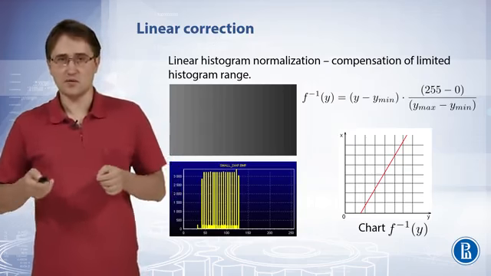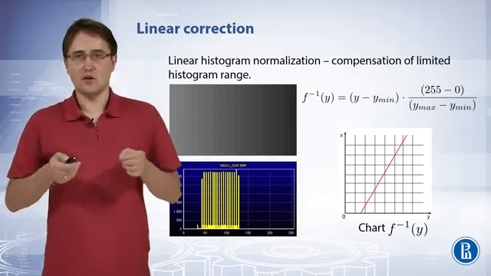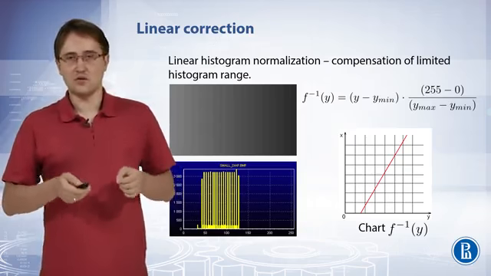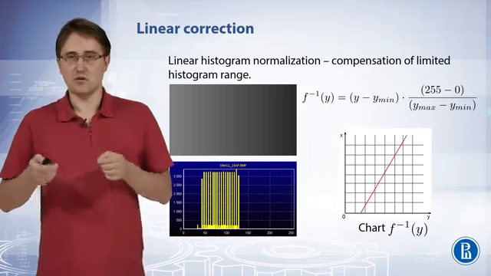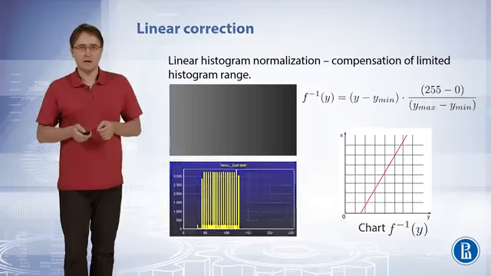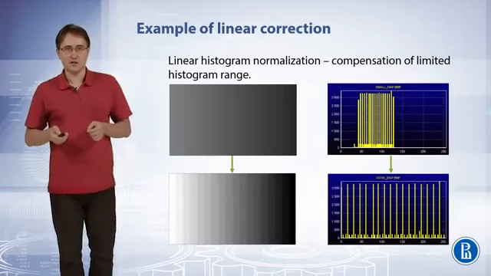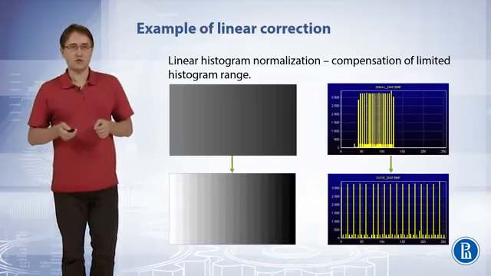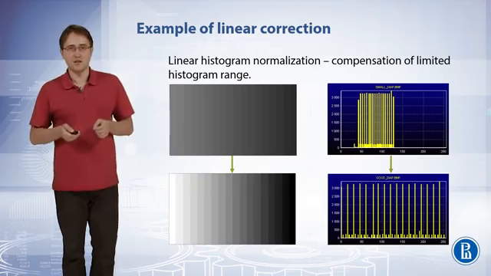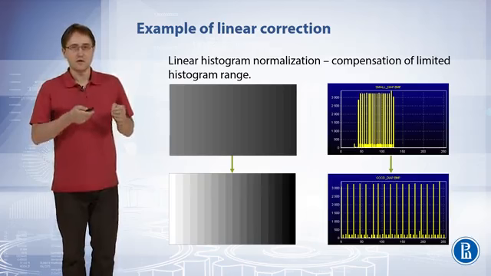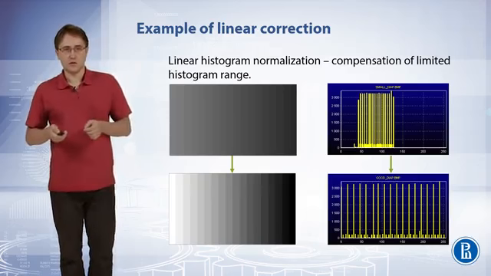You can see that it maps the minimum value of brightness in image to the black value and the maximum value of brightness in image to the white value. Here's the example of linear correction. We have a test pattern with poor contrast. It consists of several samples of a fixed brightness. The brightness is lowered from left to right of the pattern.